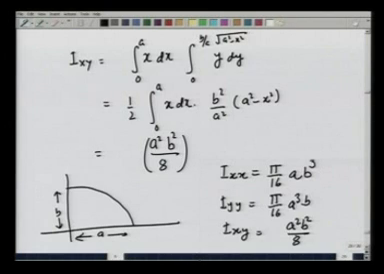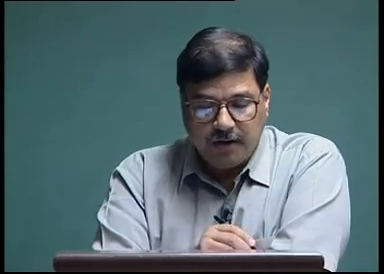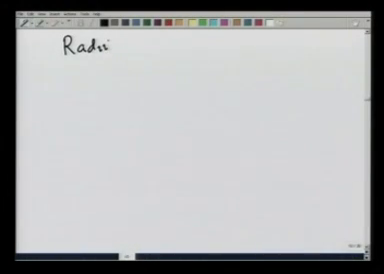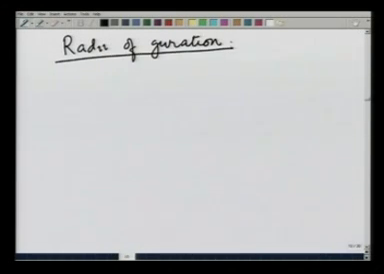that is the second moment of an area with respect to the x and y axes for the entire ellipse, and also show that Ixy for the entire ellipse is going to be 0 because of the symmetry between the x and y axes. Using the second moment of area, we can also define something called the radii of gyration. By gyration, you can already see that these quantities are going to be useful when we describe rotation.